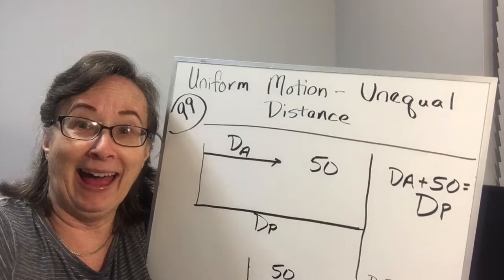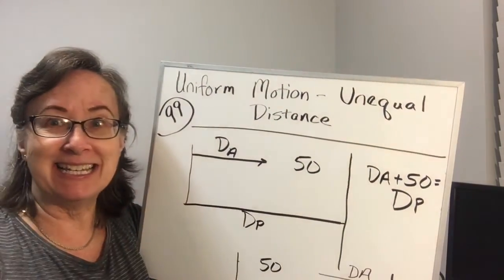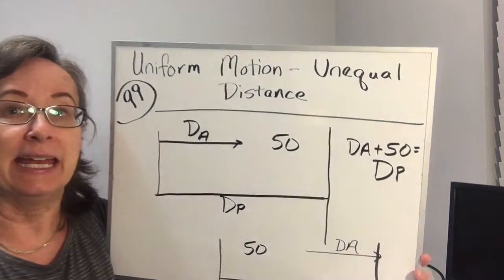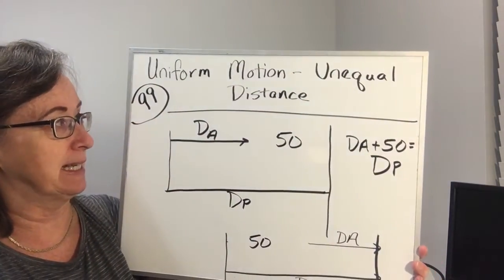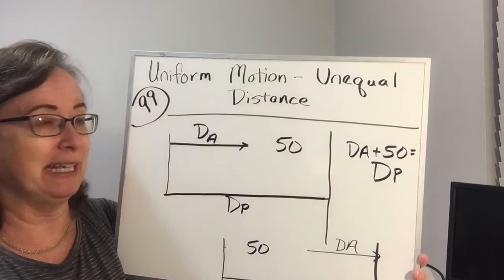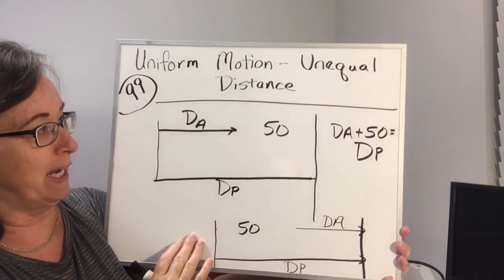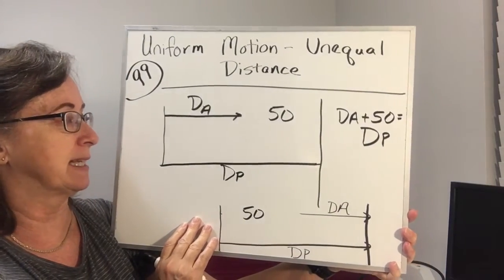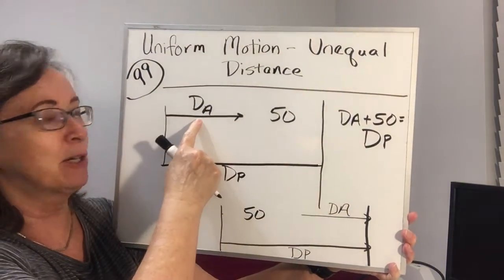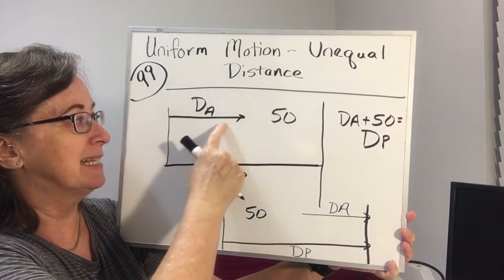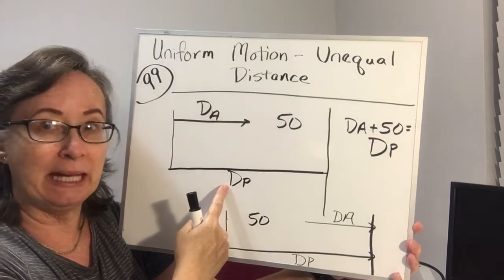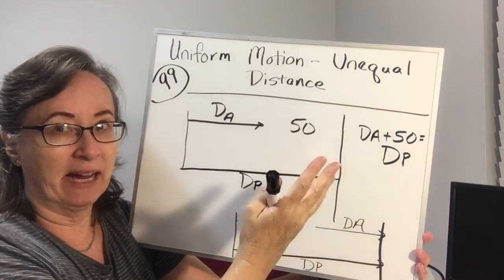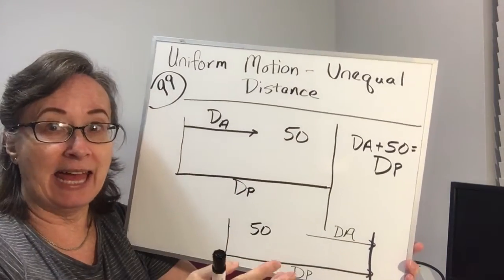All right, so we're on lesson 99, uniform motion, unequal distances. Now in the past we've done equal distances, and now we're going to do unequal distances. And these are the types of pictures that we're going to see as models for unequal distances. So basically, person A has a distance, but then person P's distance is 50 more miles than distance A.